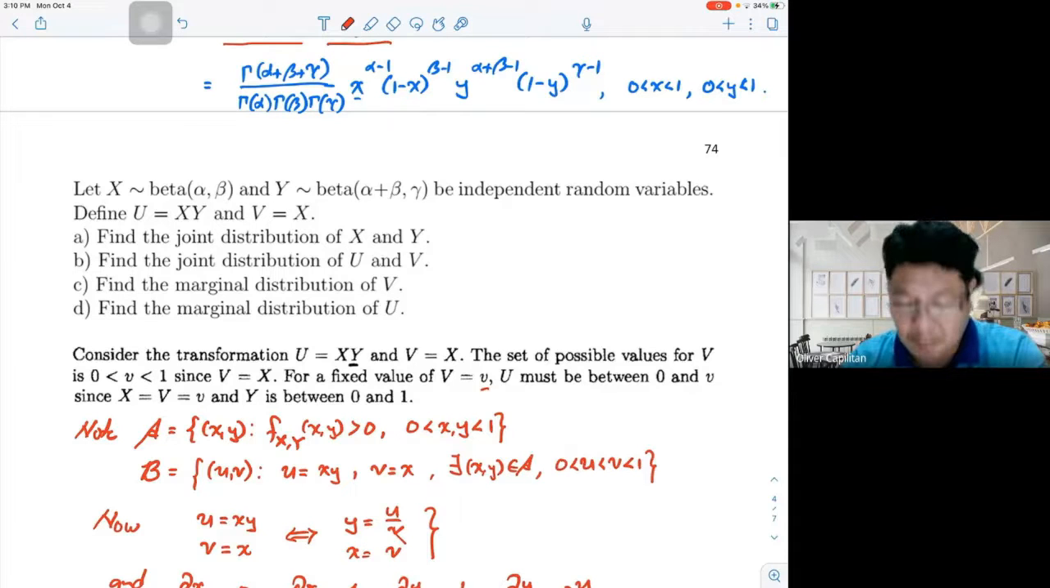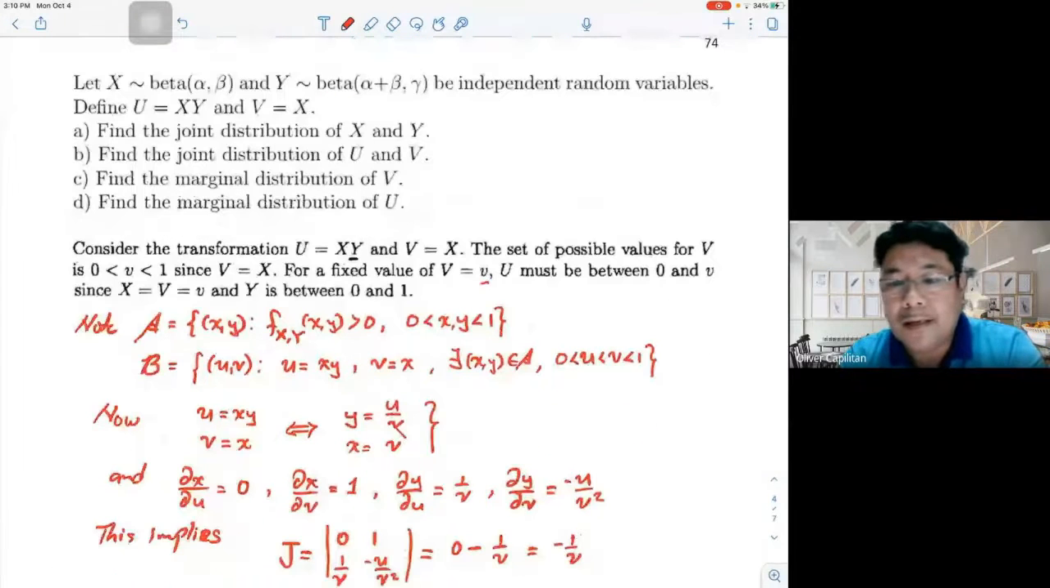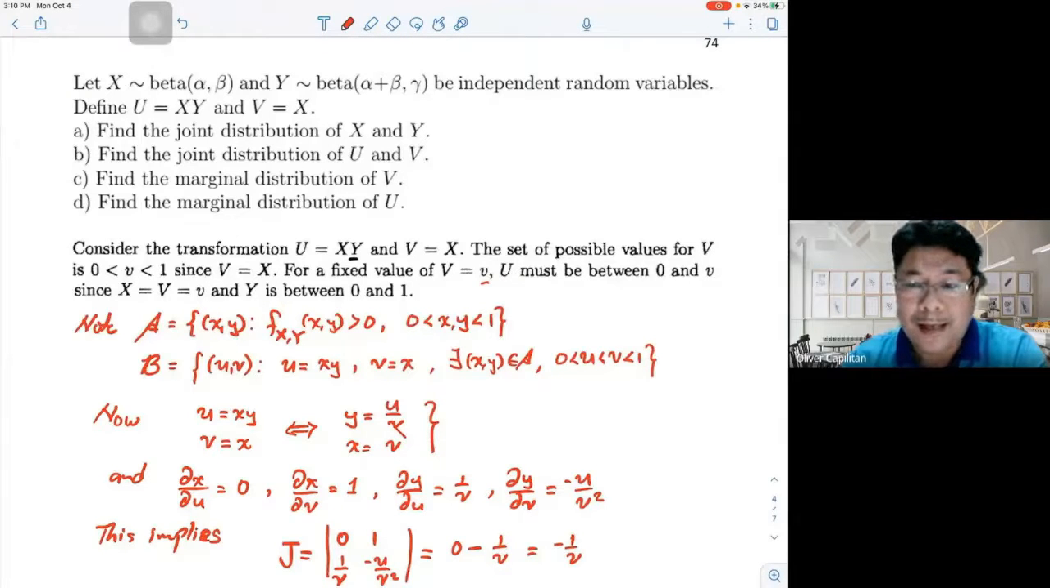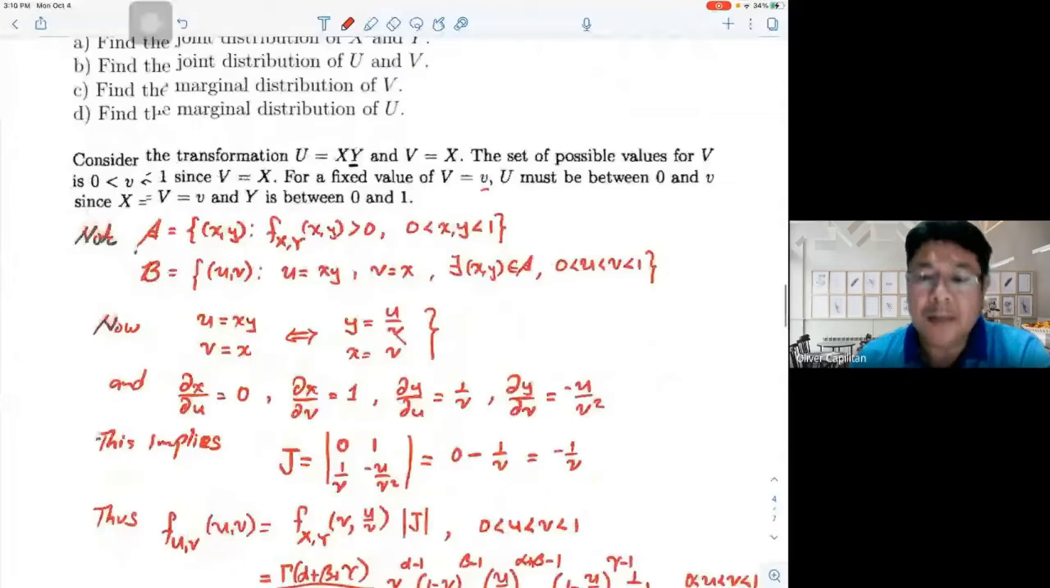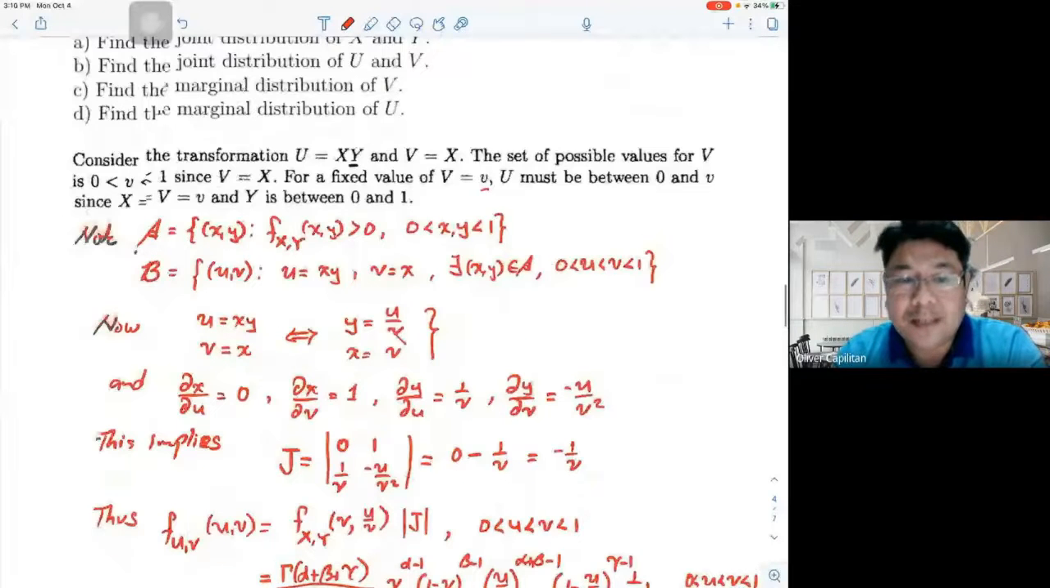So the set of possible values of V here is between 0 and 1 exclusive, since we have V to be equal to X. So for any fixed value of V equal to small v, the value of our random variable U must be between 0 and v, since we know that X is equal to v, and the value of Y is between 0 and 1. Okay? And so the first thing that we need to do is to determine these two sets.